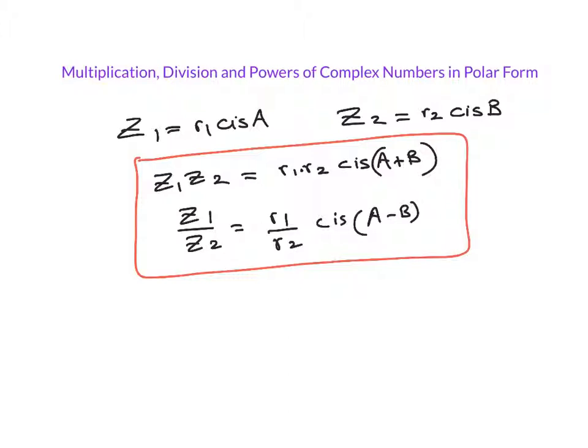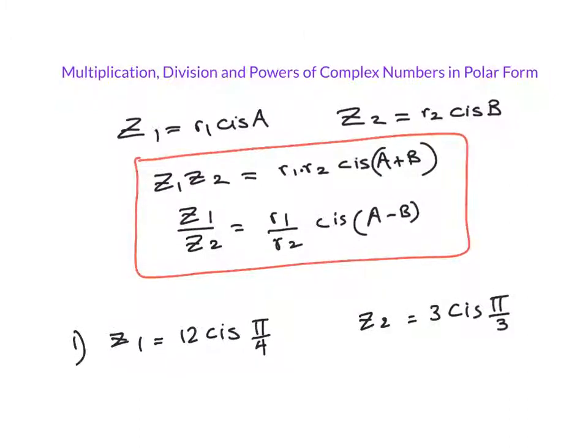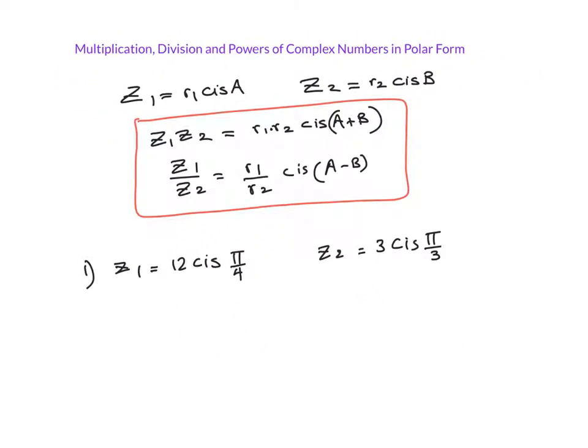So let's take our first example. Let's say that Z1 is equal to 12 cis pi over 4, and Z2 is 3 cis pi over 3. Now I'm going to try to multiply those two and divide them. So if I multiply Z1 times Z2, I simply multiply the 12 times the 3 and I get 36, and I add the two angles, pi over 4 and pi over 3, to get 7 pi over 12.